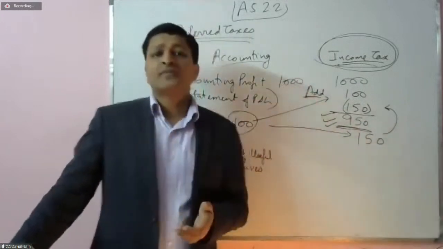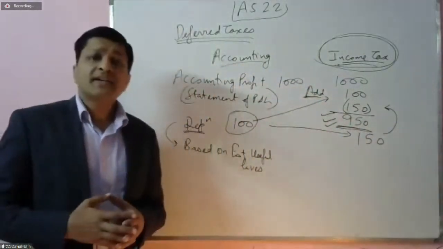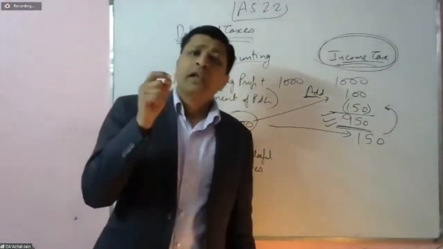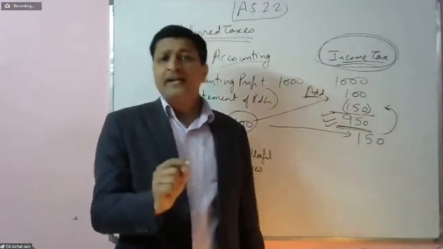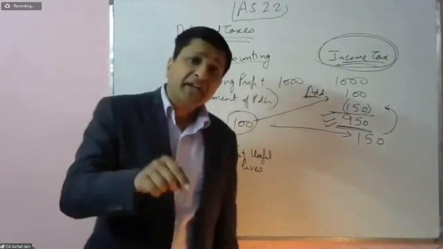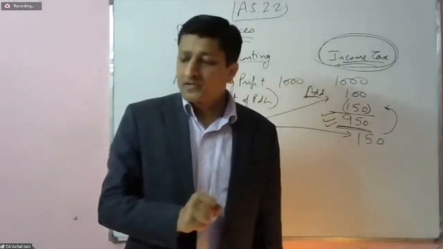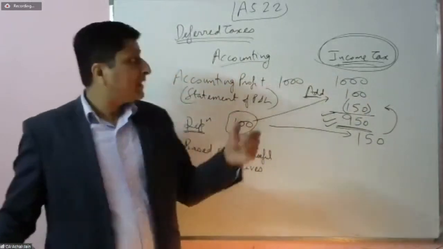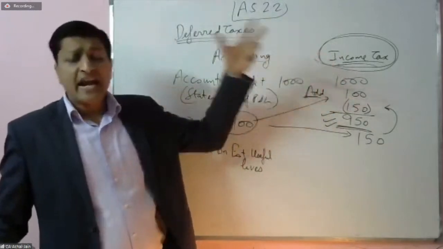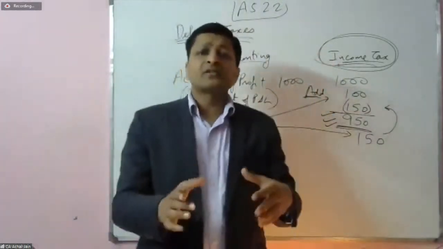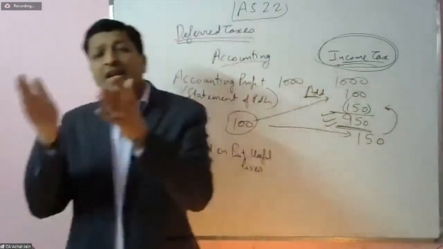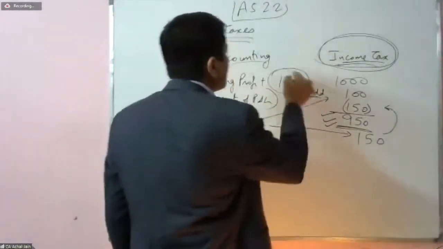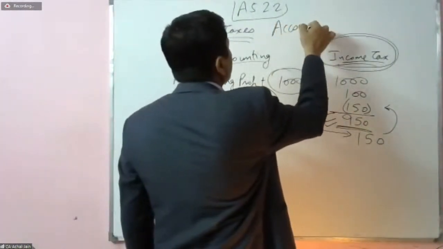And why is there a difference between these two? Because there are certain items like depreciation. Depreciation was only an example. Like depreciation, there are certain items whose treatment is different in the books and income tax. Means those items don't have similar treatment in the books of accounts and income tax. And because of which they create the differences between the profits as per the books and profits as per income tax. So this profit of 1,000 is called accounting profit.